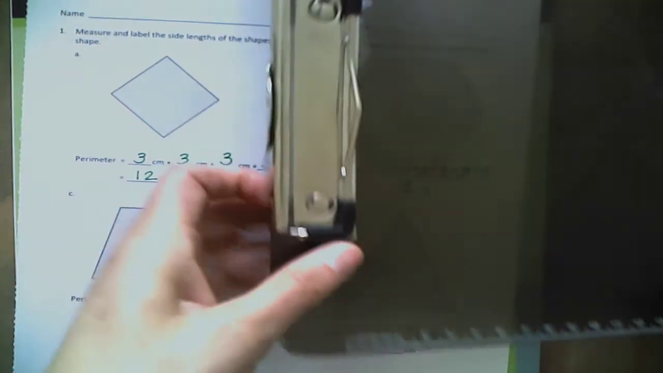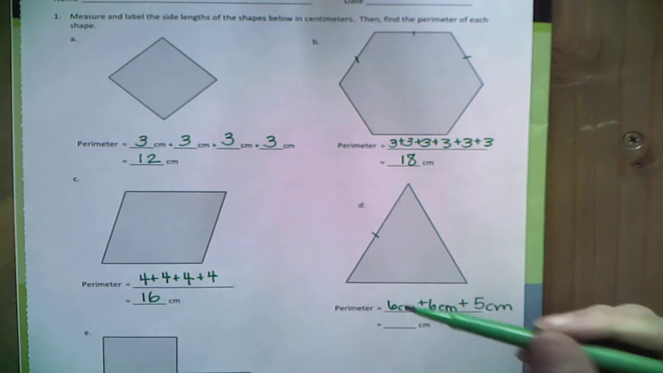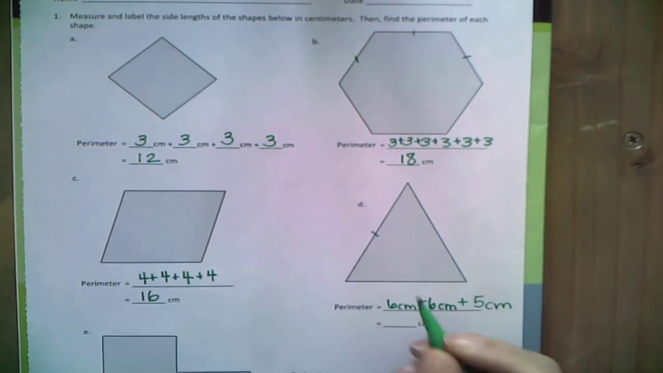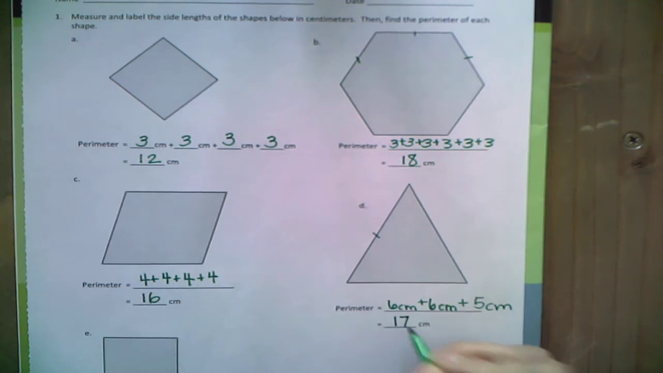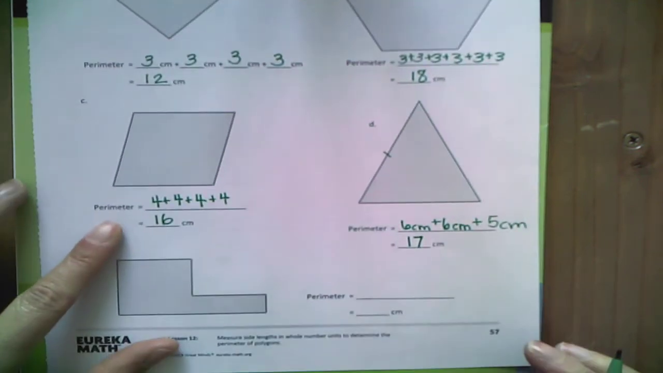Centimeters. So, what's 6 plus 6? If we count by 6s, we would have 6, 12. What's 12 plus 5? Excellent. We have 17 centimeters for that triangle.